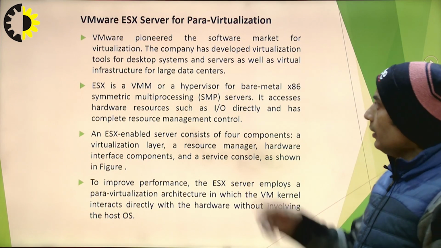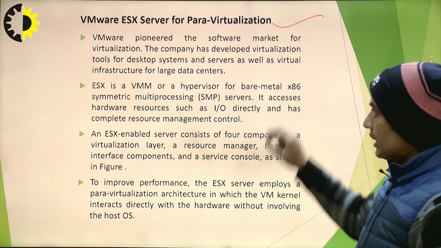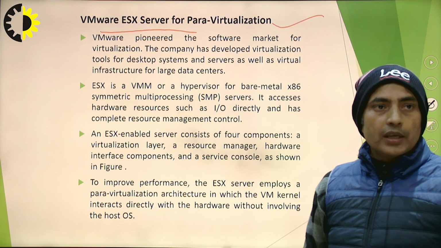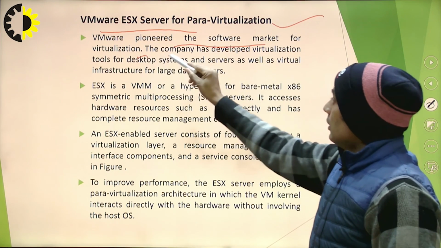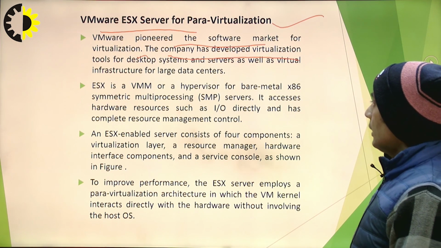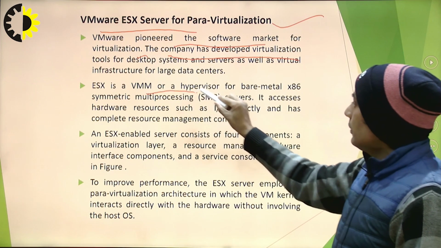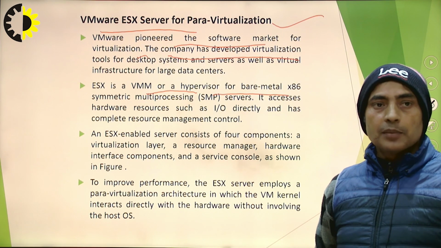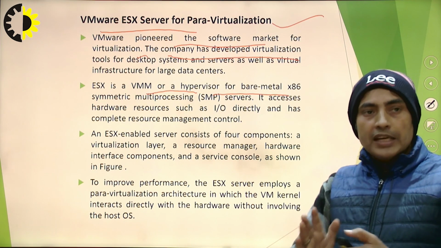Then, let us see the VMware ESX server for virtualization, para-virtualization. Let us see the special case, the case of the VMware ESX server. VMware, as you know, is a pioneer in the software market for virtualization. The company has developed virtualization tools for desktop systems, for server systems, as well as virtual infrastructure for large data centers. This ESX is a VMM or hypervisor for bare metal x86 SMP, symmetric multiprocessing servers. It accesses hardware resources such as input-output directly and has complete resource management control.